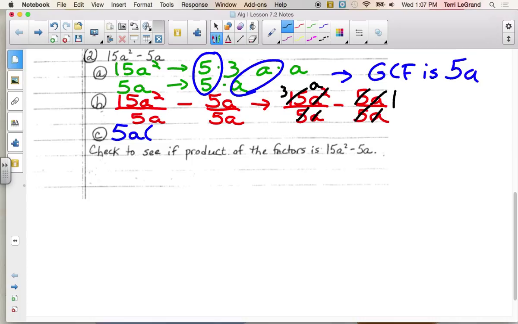So we're going to say that we now have, what's our other factor? 3a minus 1. Now, if the GCF you use doesn't eliminate the denominator, you're in trouble. You should not have fractions in this factor here. So now we would say 3a subtract 1 is our other factor.